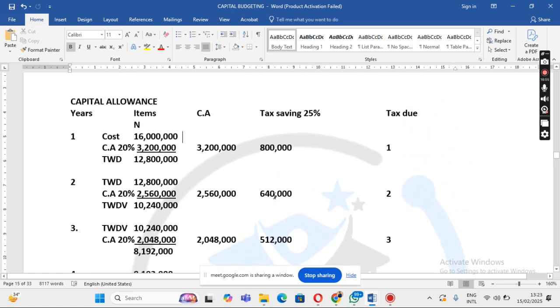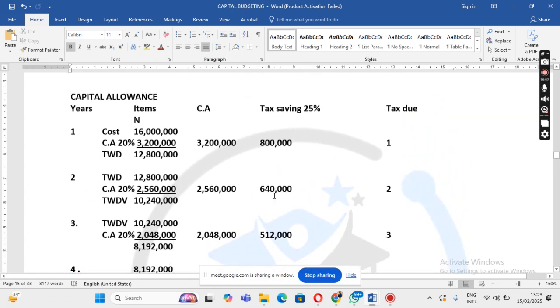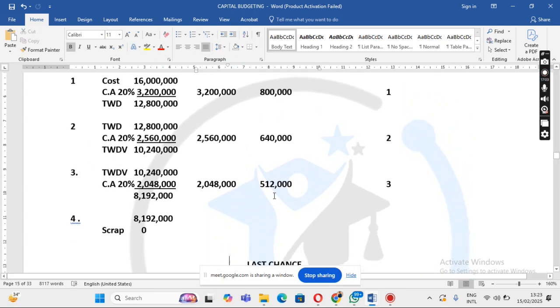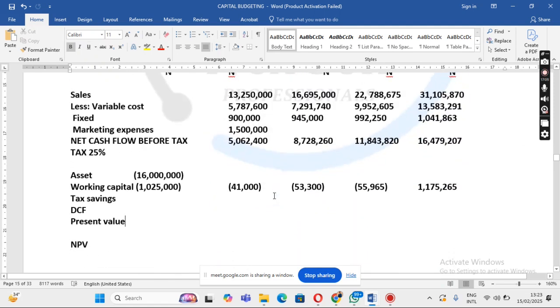Okay, you can see the tax savings, right? 800, 640, 512. Now, class, I have mentioned it before that you don't just take the sales proceeds, you have to tax it. You have to include it, maybe after your marketing expenses. Please, I've mentioned it before, right?